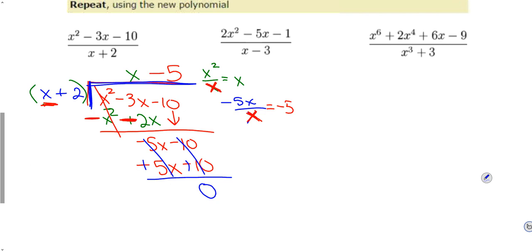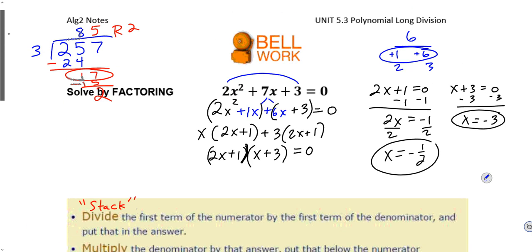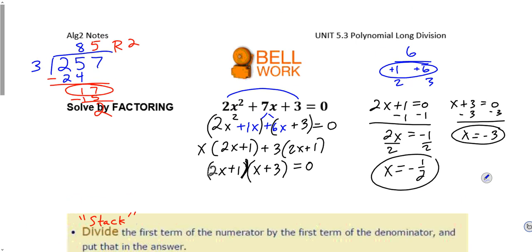So x minus 5 and x plus 2, they would actually multiply to give us x squared minus 3x minus 10. So when there's no remainder, it means it's a factor. It worked out perfectly. The example I did above doesn't work because it has a remainder. So they're not factors of 257.